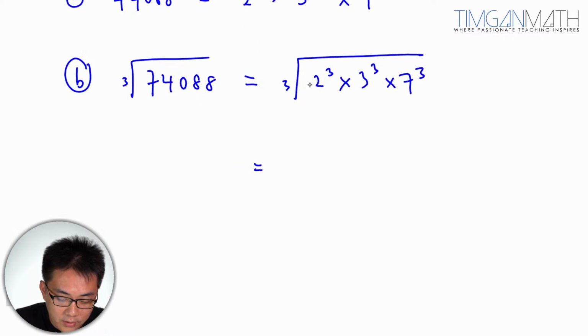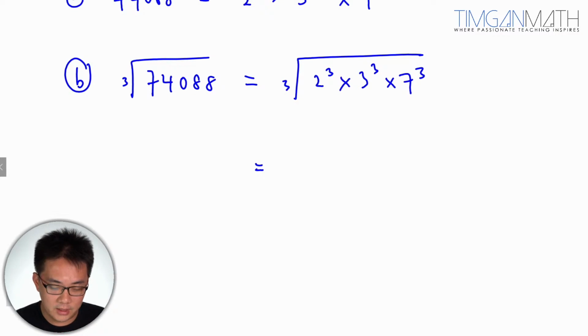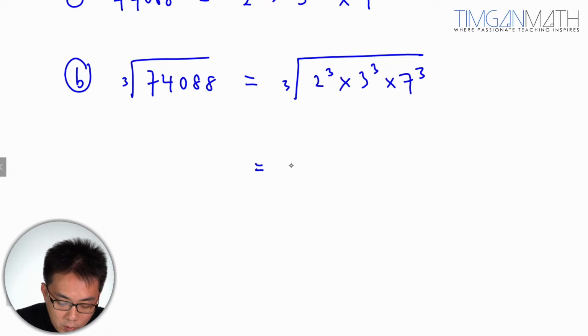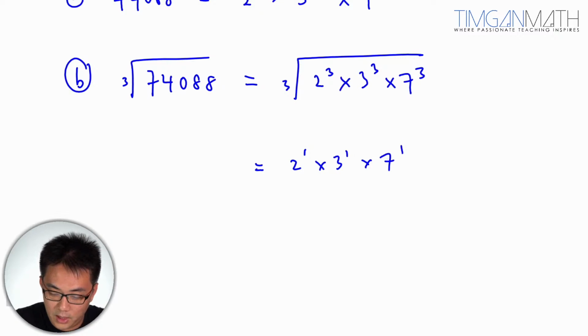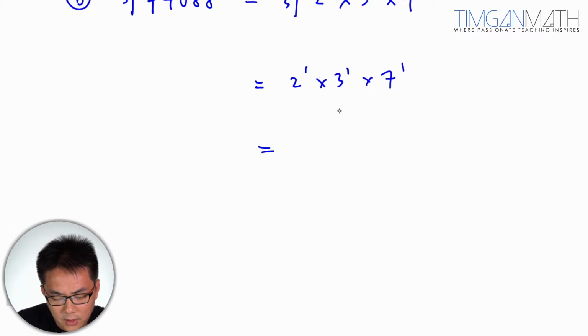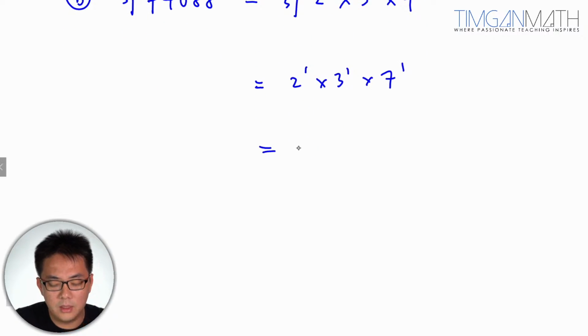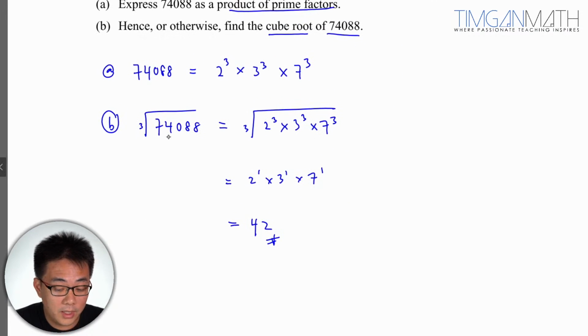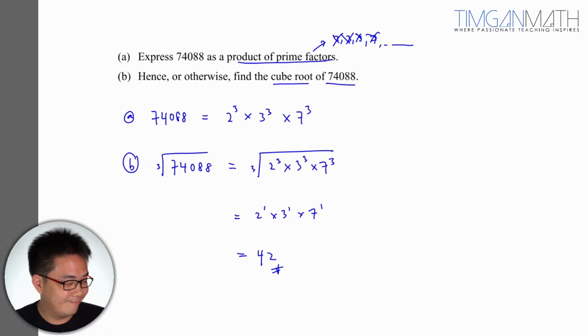And what we can do now is just divide, because the cube root means that you divide its power by 3. So this will be 2. 3 divided by 3 will be 1. 3 divided by 3 will be 1 as well. So it's 2, 3 to the 1, times 7 to the 1. So this will give us 6 times 7, which is 42. Alright, same thing. Please key it in the calculator and check your answer before you proceed to the next question.